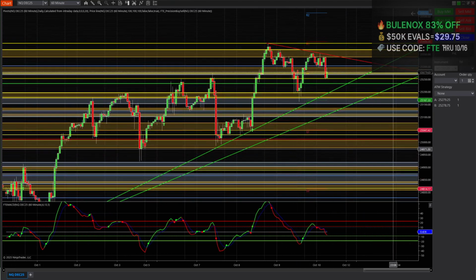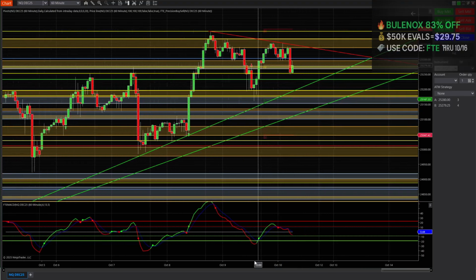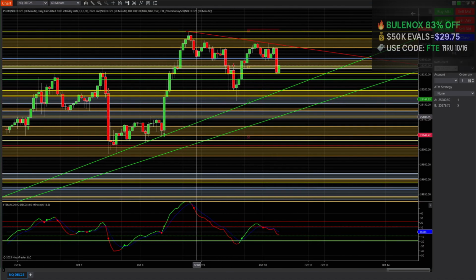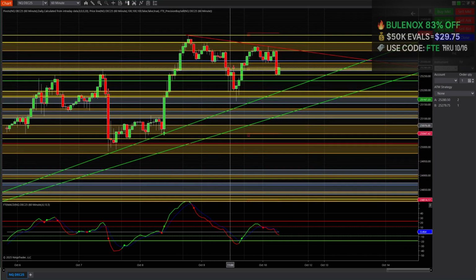All right, so here on the 1-hour chart, you can see we got some trend lines. Got our green trend lines here, 1 hour. This one here is, I believe, yeah, the 4 hour right here. And then we got a 1 hour red trend line up here, all-time high.